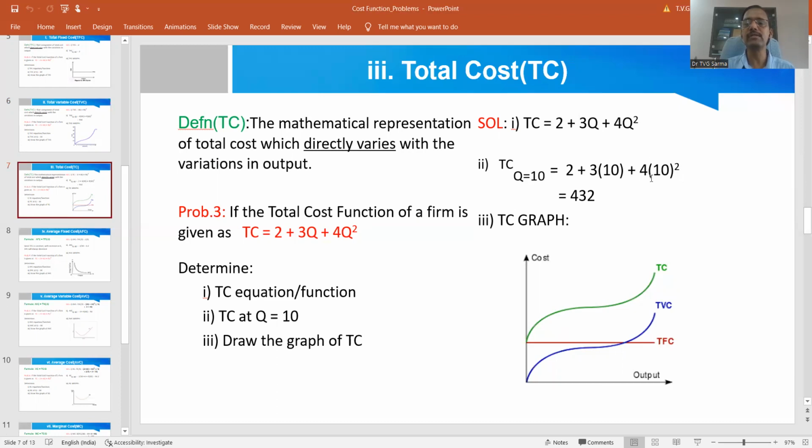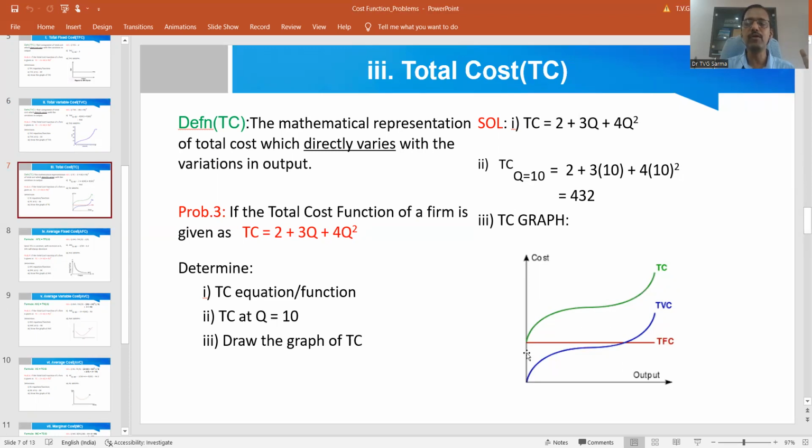Wherever Q is there, you just substitute 10 and simplify, you get 432. And the total cost, as I said, is a summation of total fixed cost and the total variable cost. If the total fixed cost and total variable cost diagrams are drawn on the same graph, then you get the total cost graph similar to the total variable cost.